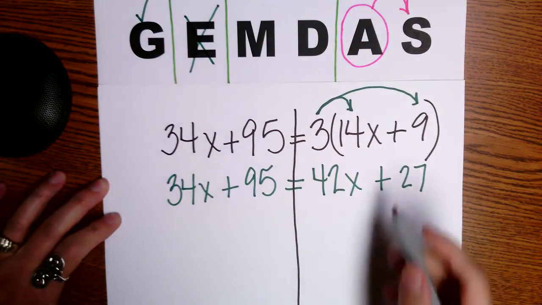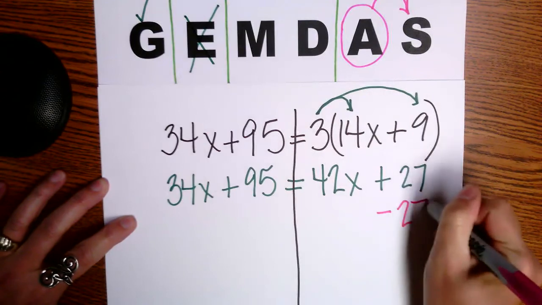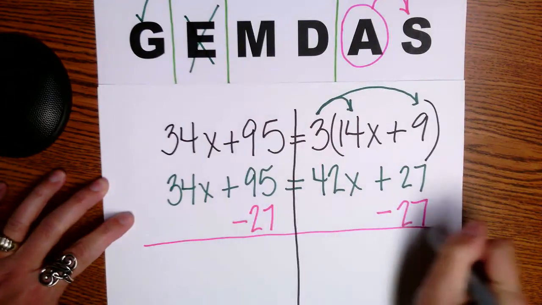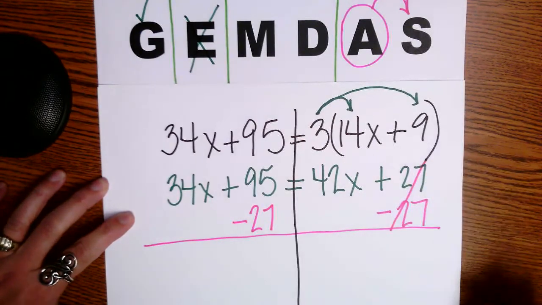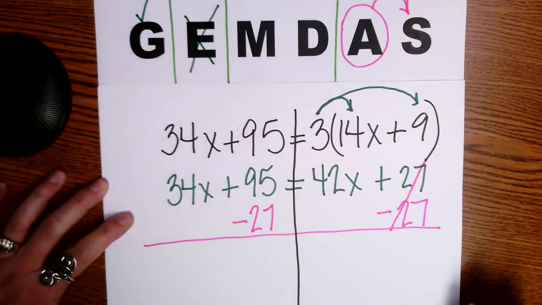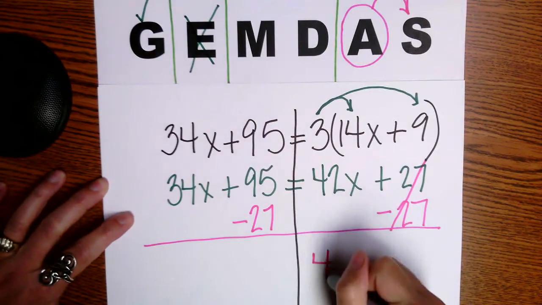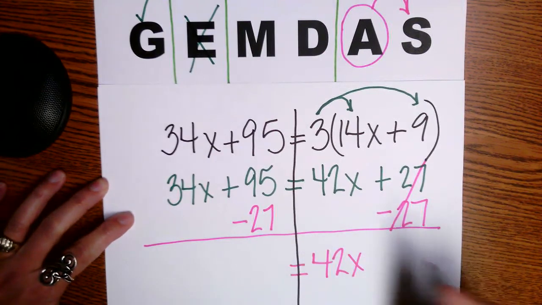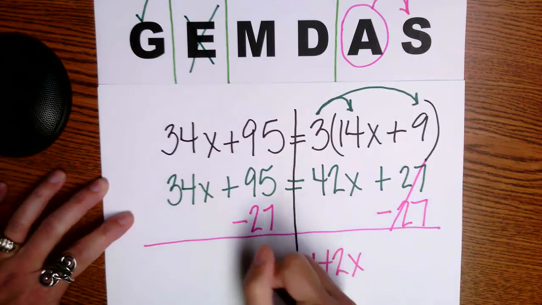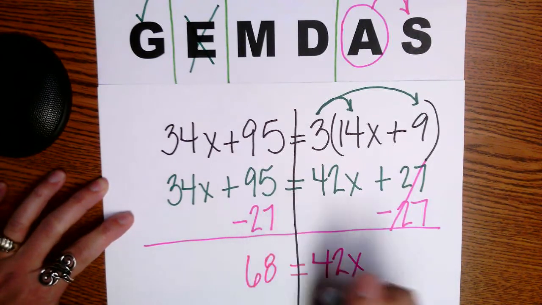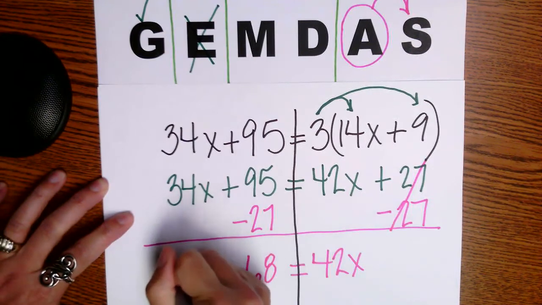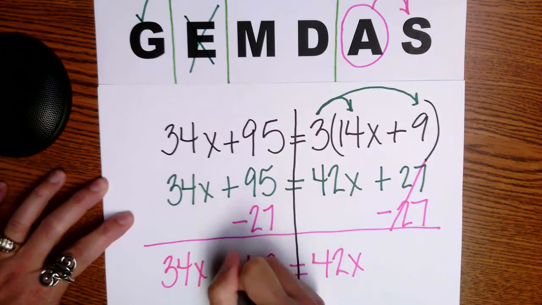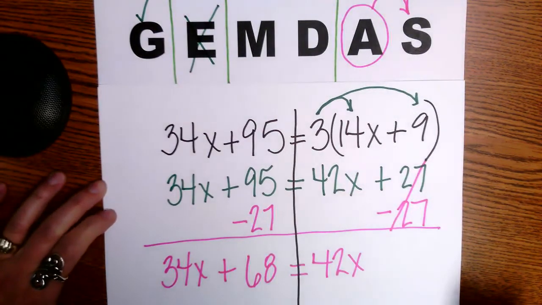I'm going to go ahead and subtract 27 from both sides, because that way I don't have to really deal with negative numbers. And positive 27 minus 27 gives me 0 on the right-hand side, and I'm going to just bring down my 42x, because I didn't do anything to the 42x. And then I will subtract 27 from 95, which gives me 68. You can use your calculator and check to see if my math is correct. And I'll just bring down the 34x, because I didn't do anything to the 34x.